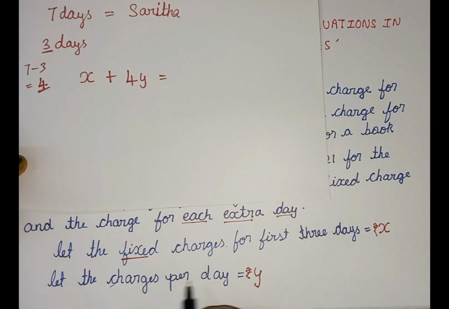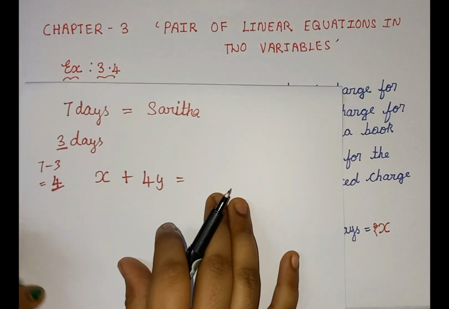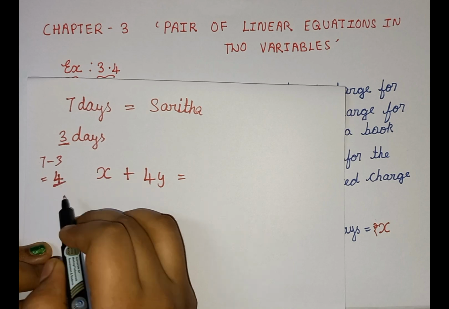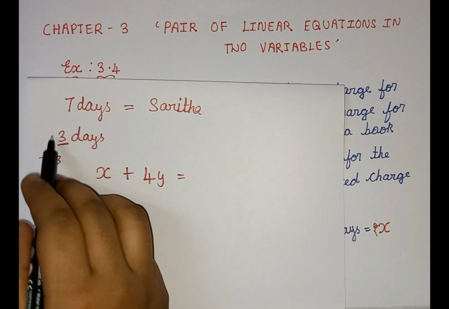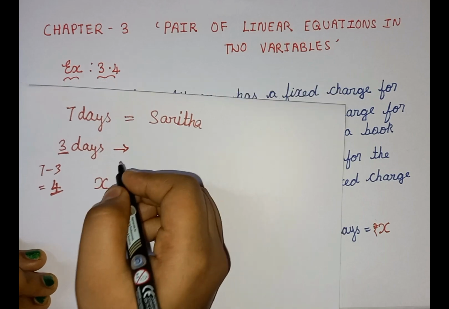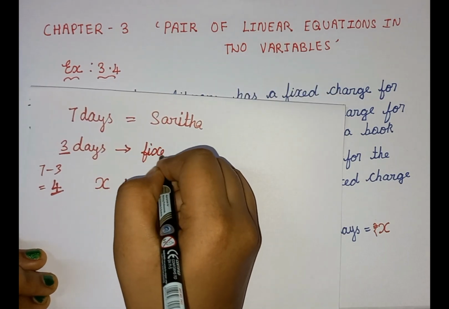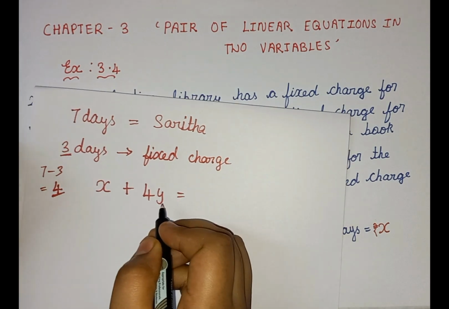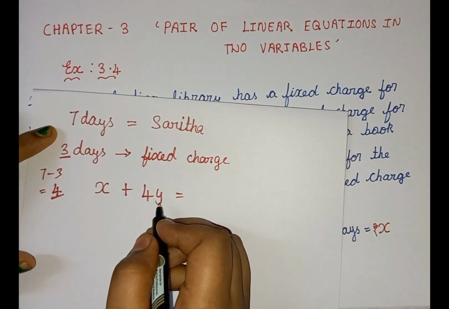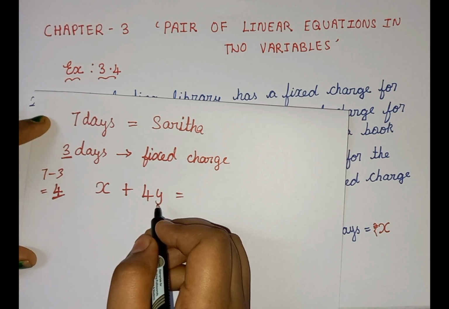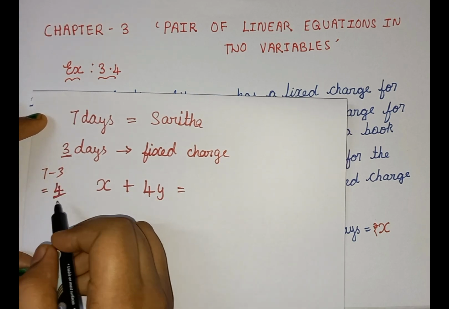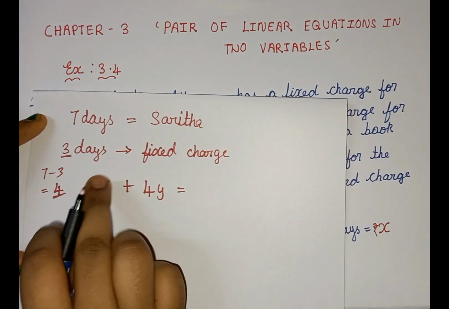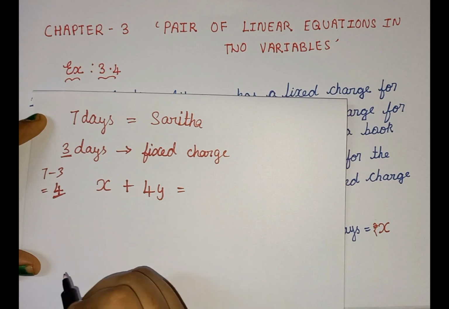Okay, so here y means per day, so charges per day. She is supposed to pay for 4 days. Why? Because she already paid the fixed charge, and of course everyone will pay that, isn't it? But here she kept the book for 7 days, that is beyond 3 days. When you subtract, we get 4. That means she kept the book for an extra 4 days. So that's why it is 4 into y.